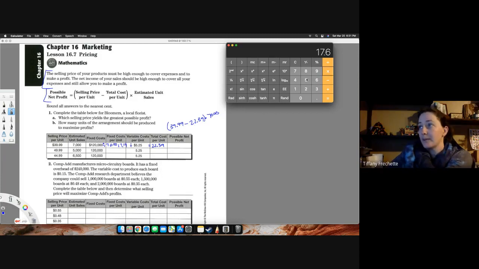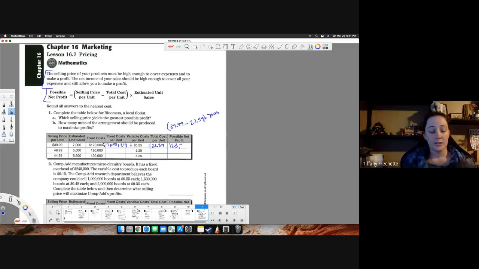And then we're going to multiply by 7,000 because that's how many we are estimating to sell. So we're estimating that this will make us $123,200. So that's our estimate right now. We want to go through and do that for each one.